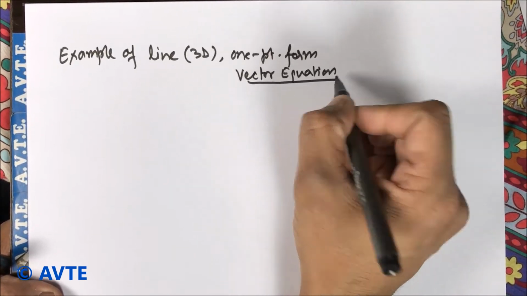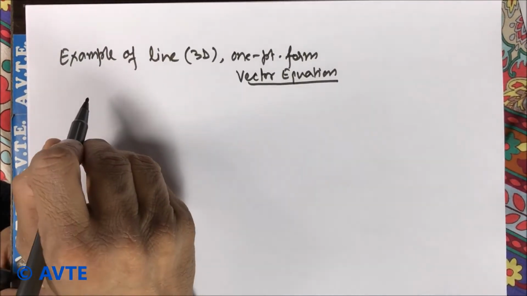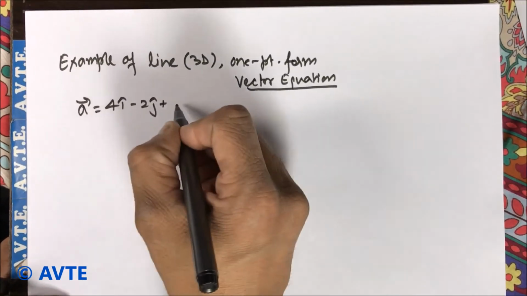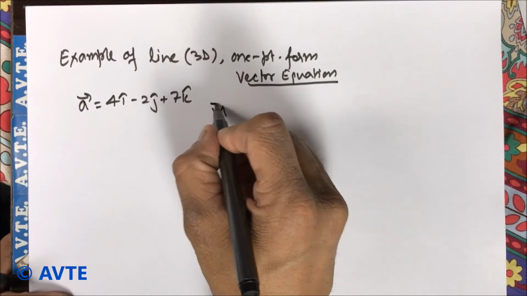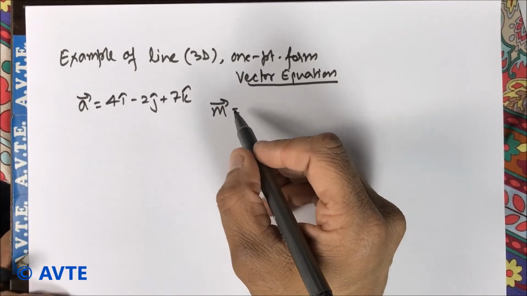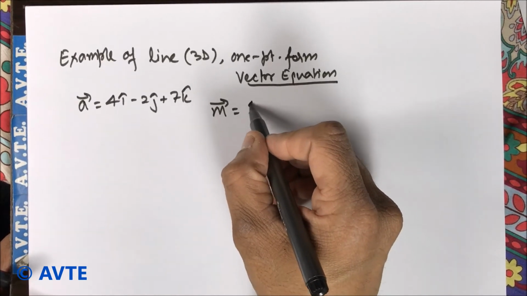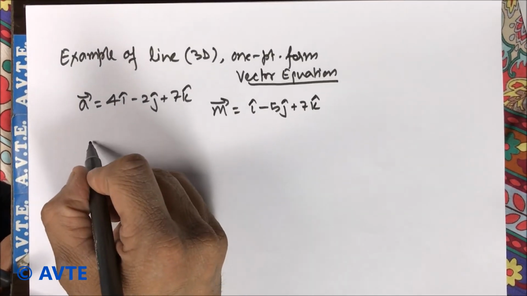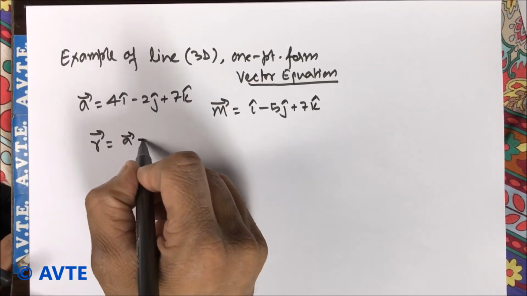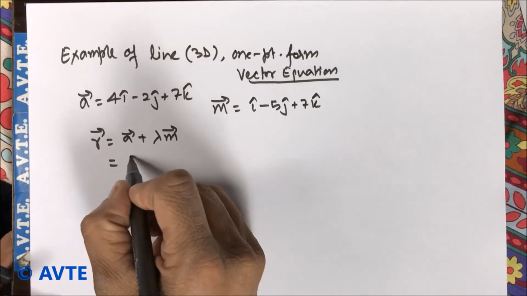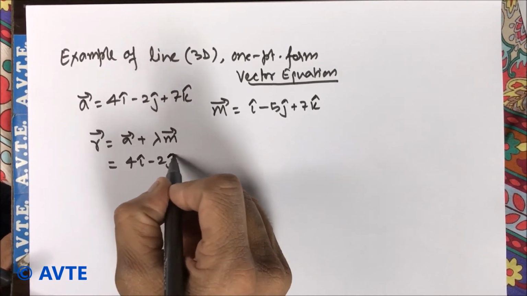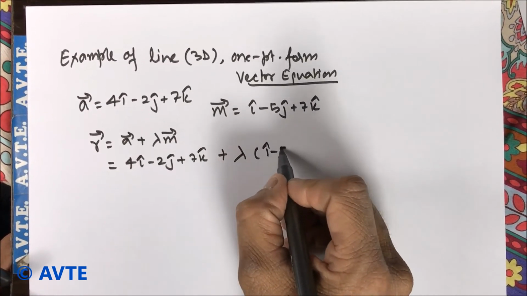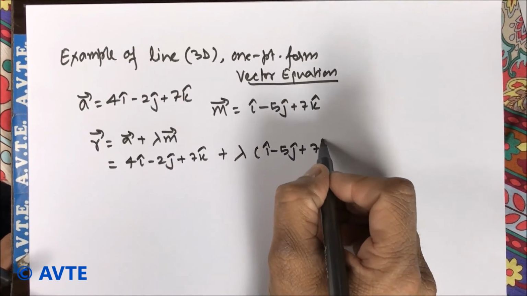Vector equation. For example, a line is passing through 4i minus 2j plus 7k, and it is containing d ratios in vector m as i minus 5j plus 7k. Then the equation of the line will simply be 4i minus 2j plus 7k plus lambda times of i minus 5j plus 7k.